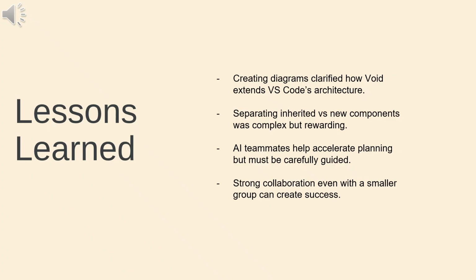Working on this project taught us a lot about software architecture, of course, but also teamwork. We faced one major challenge when a group member dropped the course late in the term, right before the first assignment was due. This forced us to quickly reassign tasks, and that experience showed us how critical good organization and communication is in a team project on a time crunch like this. We also learned the importance of diagrams. They made it much easier to understand how Void extends VS Code's architecture. It was pretty tricky to separate the inherited parts from what Void added, but the process gave us a much better understanding.